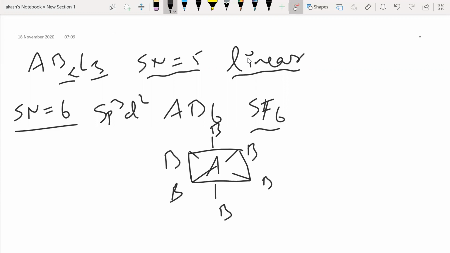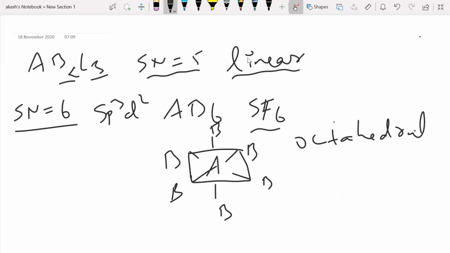If you look at this particular geometry, this is octahedral. The shape here is called octahedral shape. There is one more name which can be given to this. Any idea what that name is? Sir, is it square bipyramid?